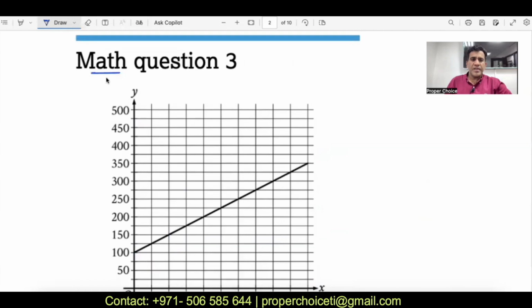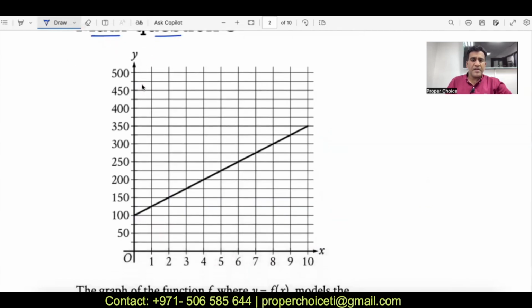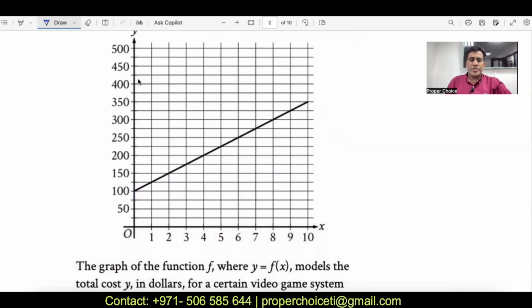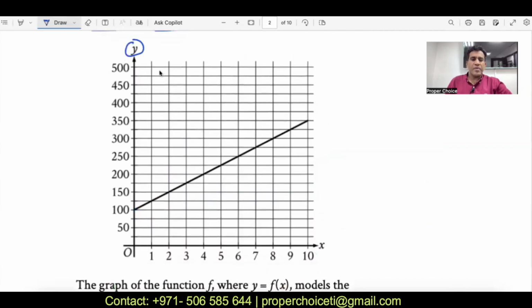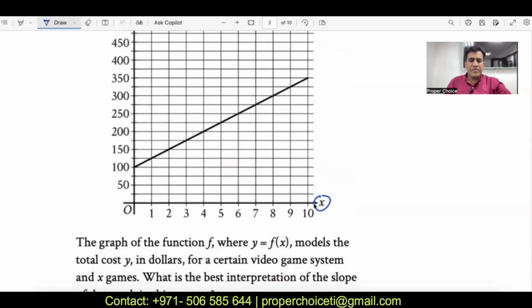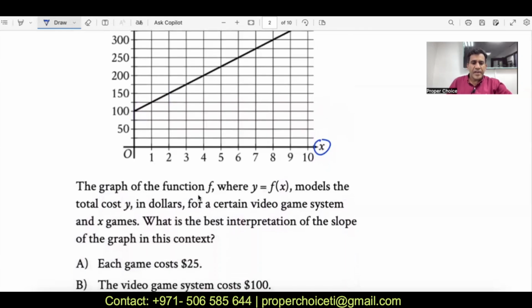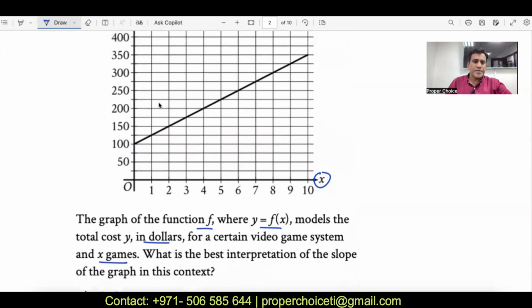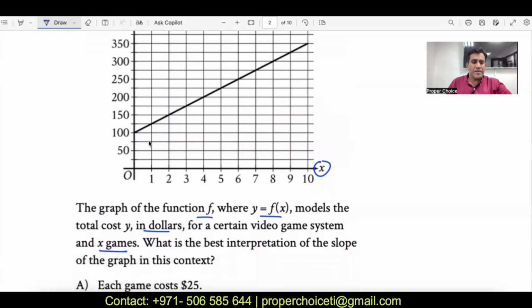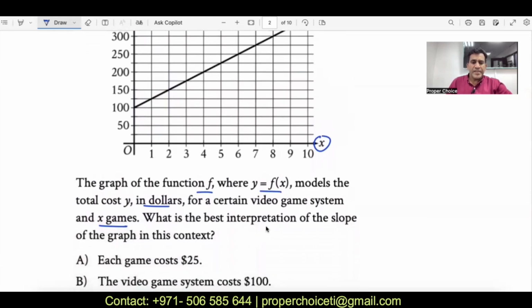Let's work on question number 3 here. This is basically interpretation of a graph. So whenever they give us graphical questions, recognize what has been given for the y-axis and what information has been given for the x-axis. It will be clearly stated in the question. It says that the graph of the function f, where y equals f of x, models the total cost y in dollars for a certain video game system and x games. So x-axis is representing the number of games and y-axis is representing the total cost of those games. What is the best interpretation of the slope of the graph in this context?